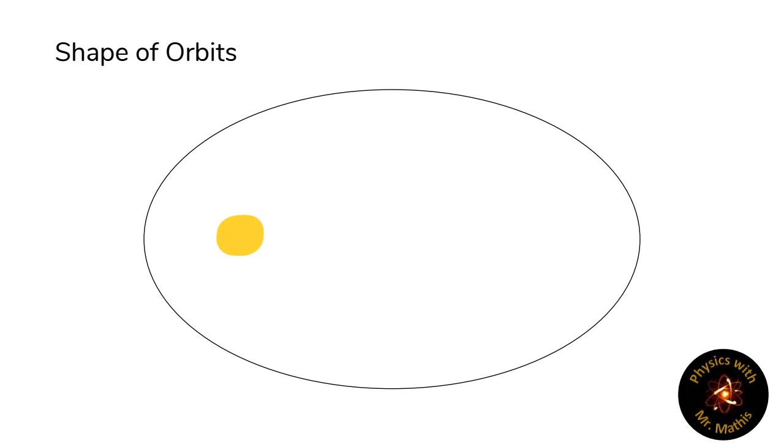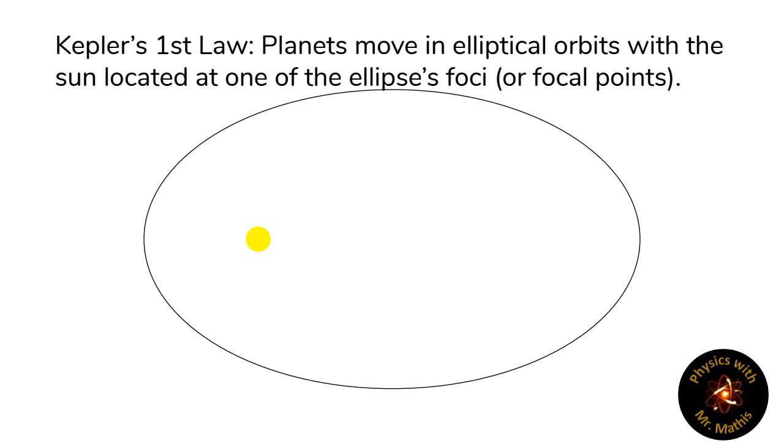In an elliptical orbit, the sun is located at one of the foci of the ellipse. Usually, there's nothing at all at the other focal point of the ellipse. This is the first one of Kepler's three laws of planetary motion. Planets move in elliptical orbits, with the sun located at one of the ellipse's foci.